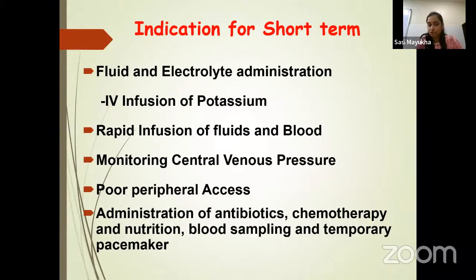So the indications for short term will be fluids, electrolyte administration, high volume blood transfusions, to monitor the central venous pressure, to give chemotherapy drugs, and for giving TPN.